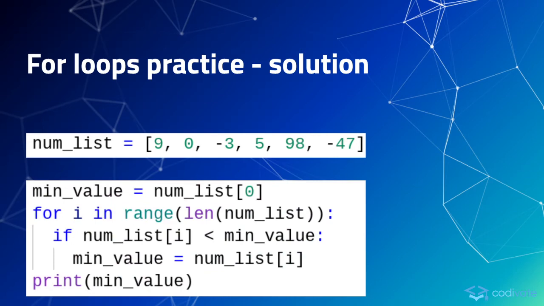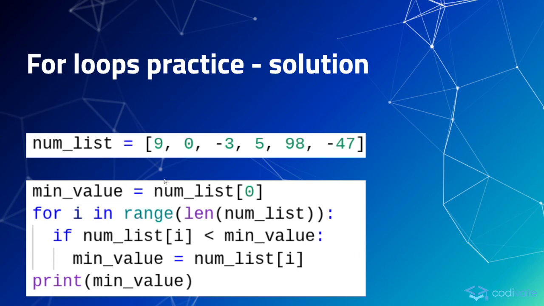So the first step was to create a variable that stores our minimum. We have a variable called min value. And what we wanted to do is assign it the first item in the list, which we can do by using the list name, numList, and the square brackets and put 0 inside, which would represent the first item in the list.